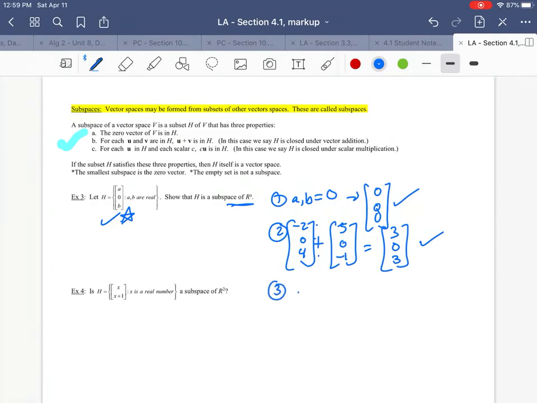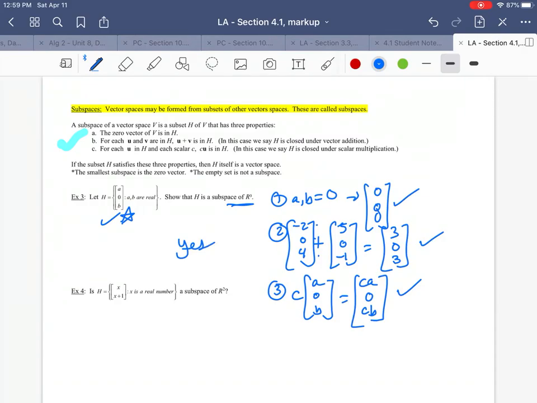And third thing, if I multiply by a scalar C, and if I try to do this symbolically, A, 0, B, I get CA, 0 again, and CB. So what I'm checking for is that 0 in the middle, does it stay 0? Because C times A and C times B are real numbers because C is a constant. And so yes, I would say that it is a subspace of R3. So this one is a yes. It said to show it, so whatever.